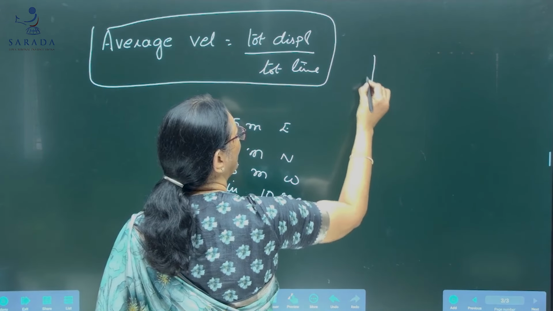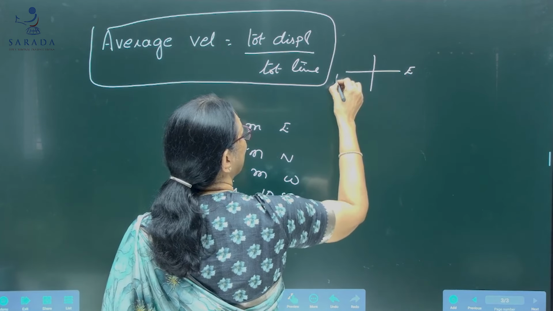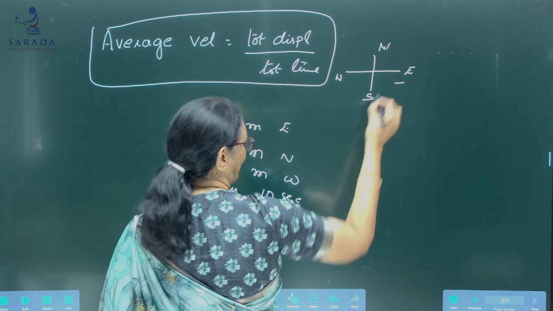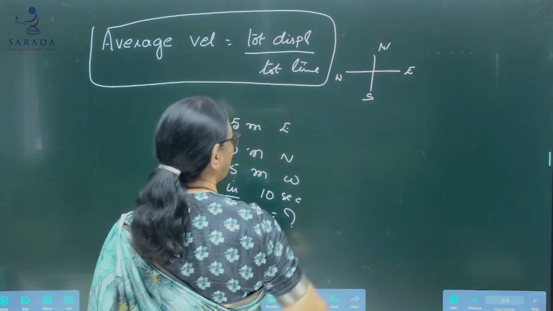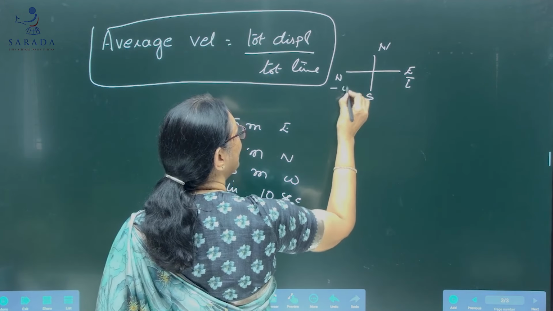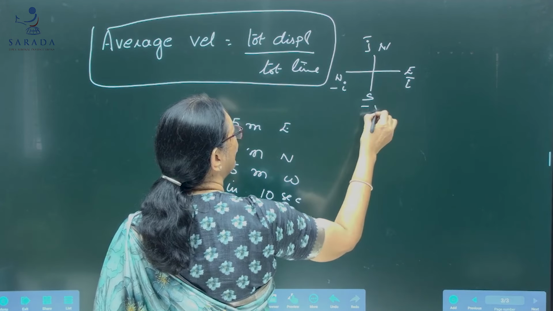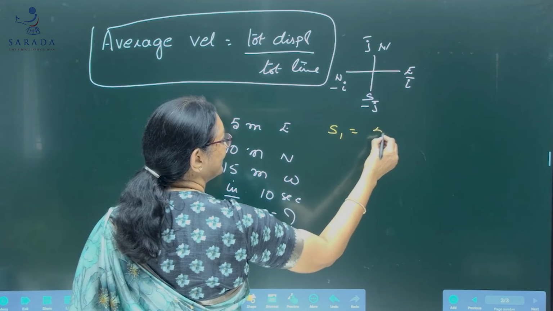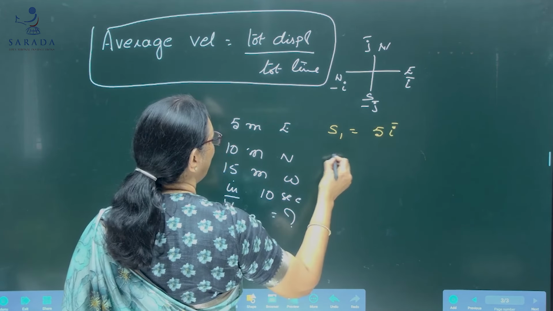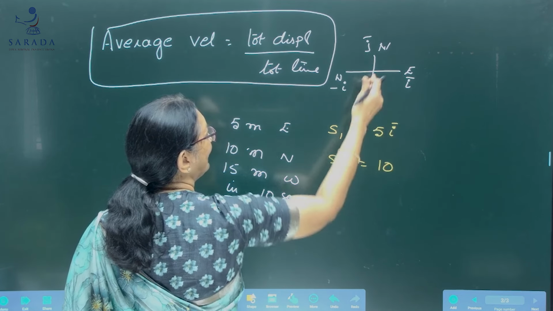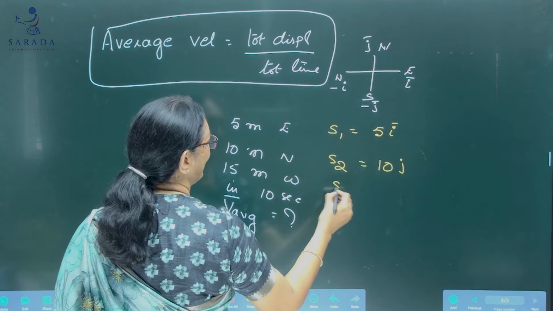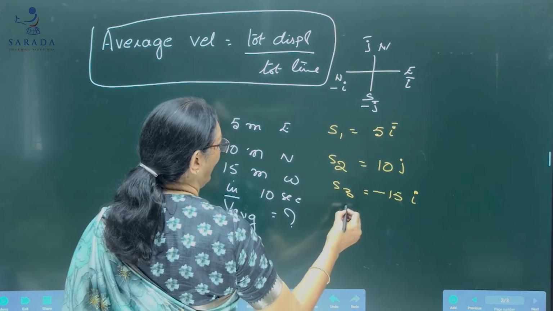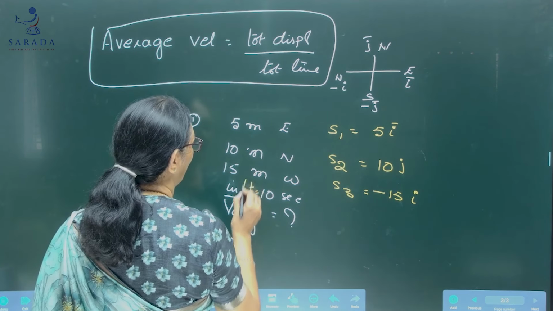So, here I told you yesterday, this is east, this is west, this is north, this is south. For our convenience, east is represented as i bar, west is minus i bar, north is j bar, south is minus j bar. See here, S1 is 5 meters east, 5 i bar. S2, 10 meters north, 10 j bar. S3, 15 meters west, west is minus i bar. And the total time taken T is equal to 10 seconds.